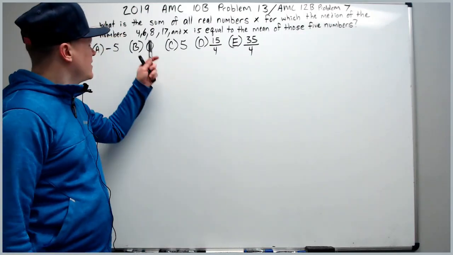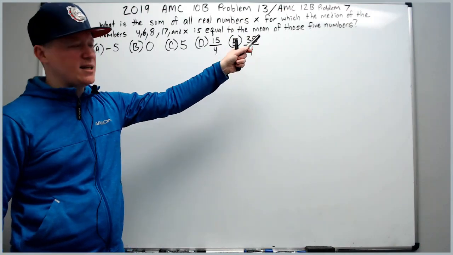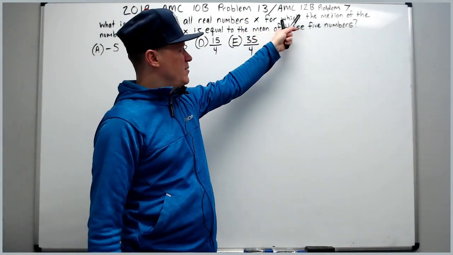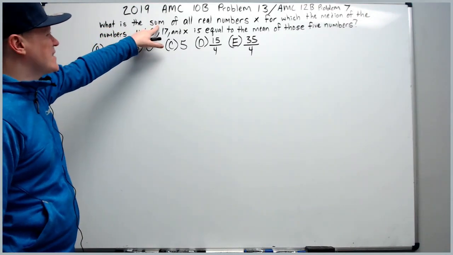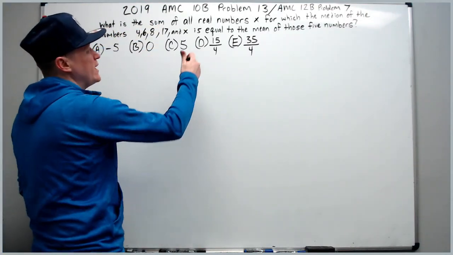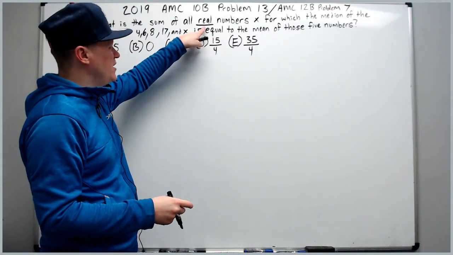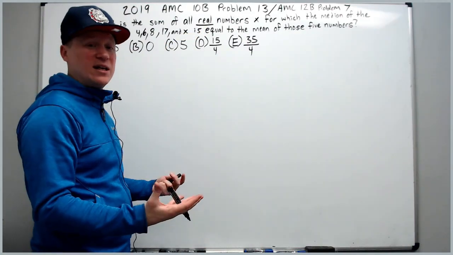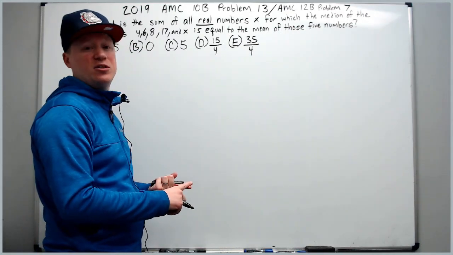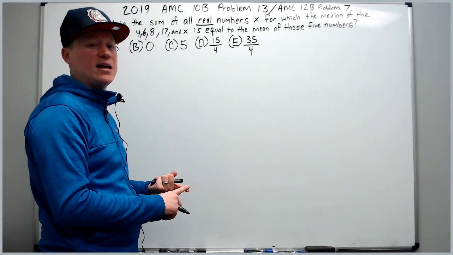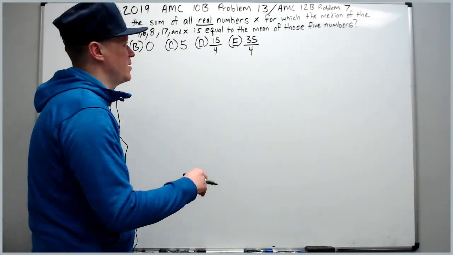All right, this is the 2019 AMC 10B, problem 13, which was also the AMC 12B, problem 7. What is the sum of all real numbers x? It's a good idea when you're taking the test to underline keywords like real, because it informs you that the values you get could be irrational, they could be fractions, they could be negative, things like that that you need to be thinking about as you progress in the problem.